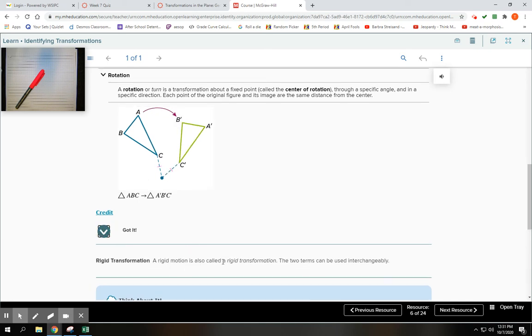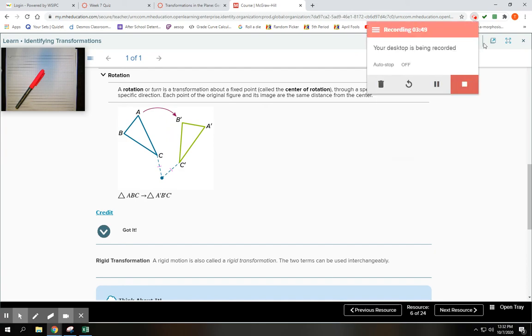A rigid motion is also called a rigid transformation, and the two terms can be used interchangeably. Also, isometry is another term that you need to make sure you're familiar with because it will also be used quite often and means the same thing.